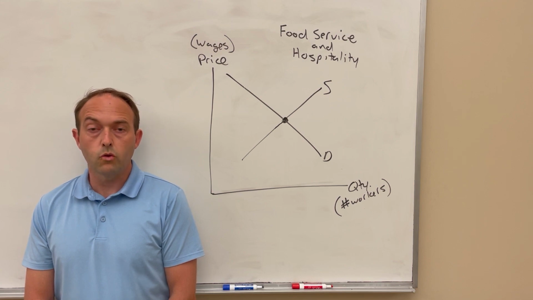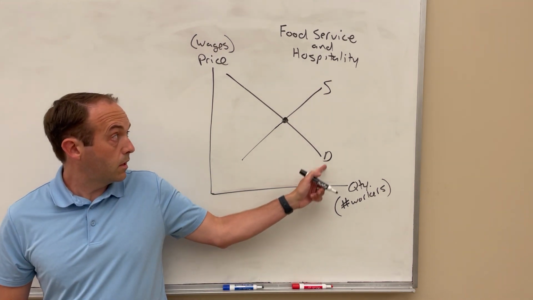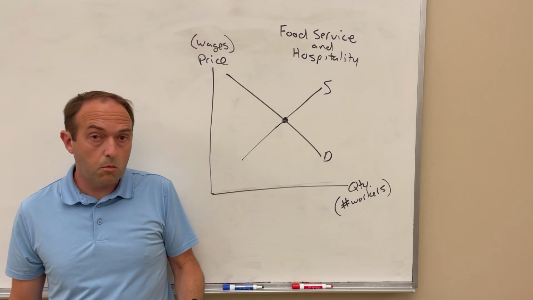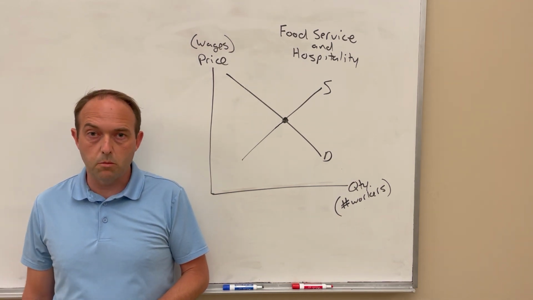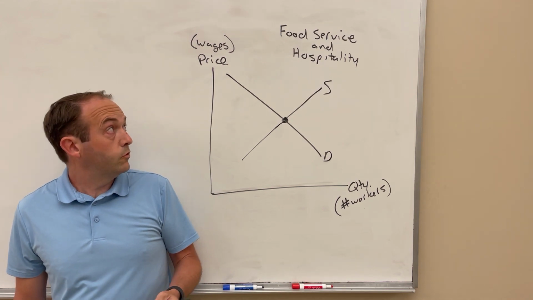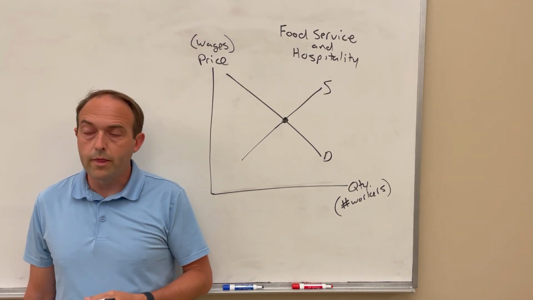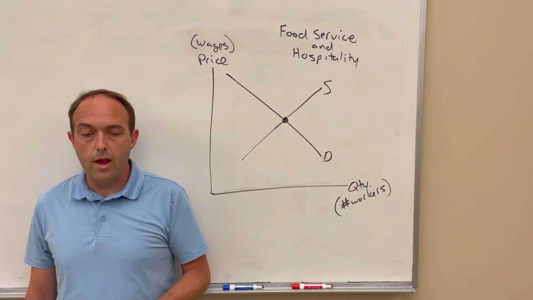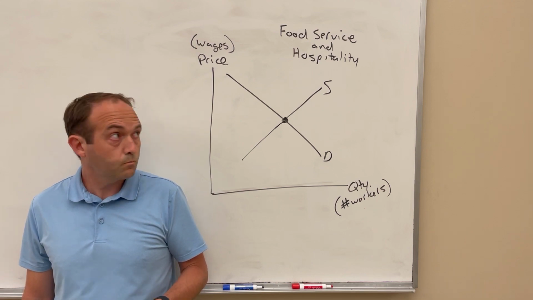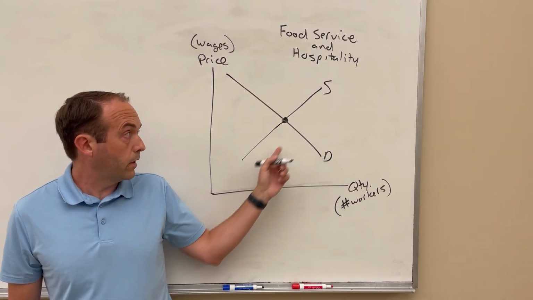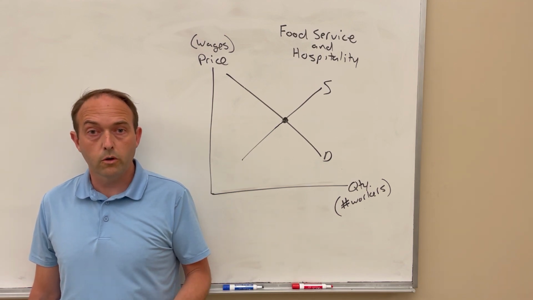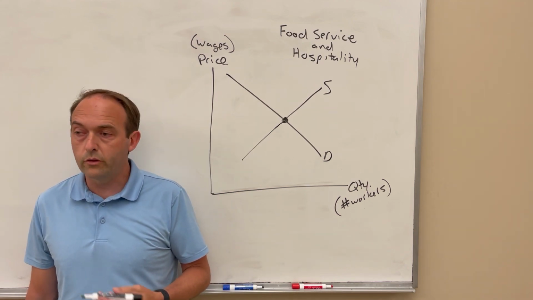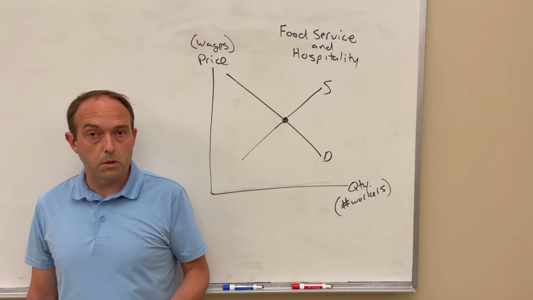First thing to address is who is represented by the demand and supply in a labor market. In a labor market, demand represents the buyers of labor, meaning firms. In the food service and hospitality market, that would be businesses like restaurants and hotels. In a labor market, the supply represents the owners of labor, the ones who are selling it, the workers. So this would represent hotel staff, restaurant staff, those sorts of people.